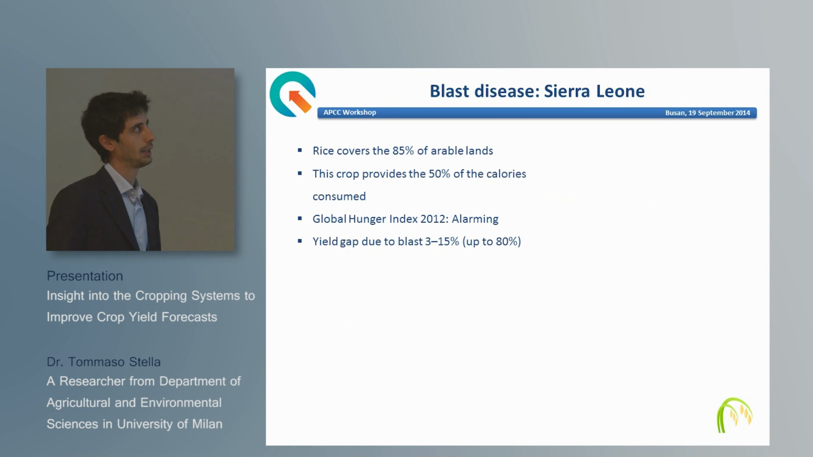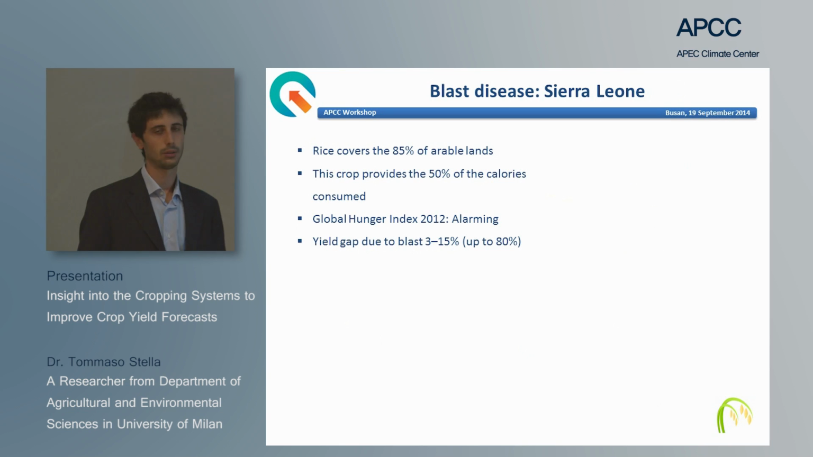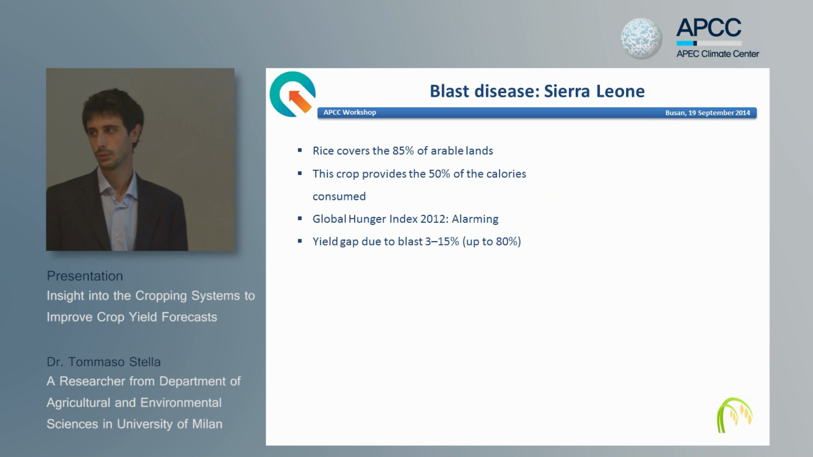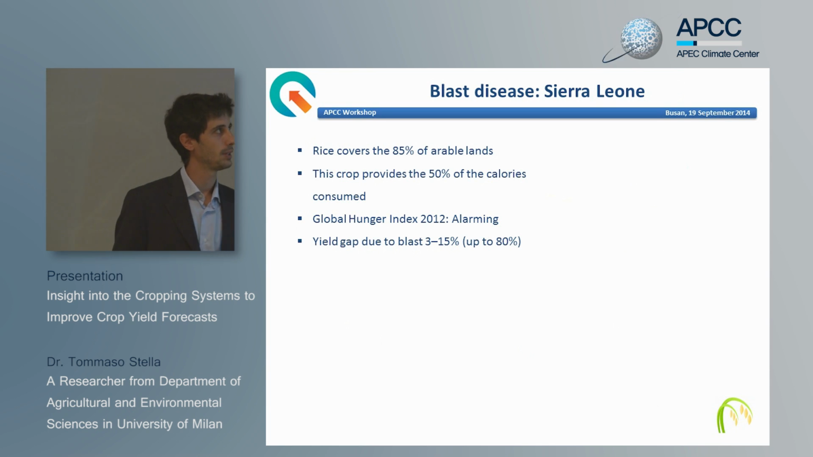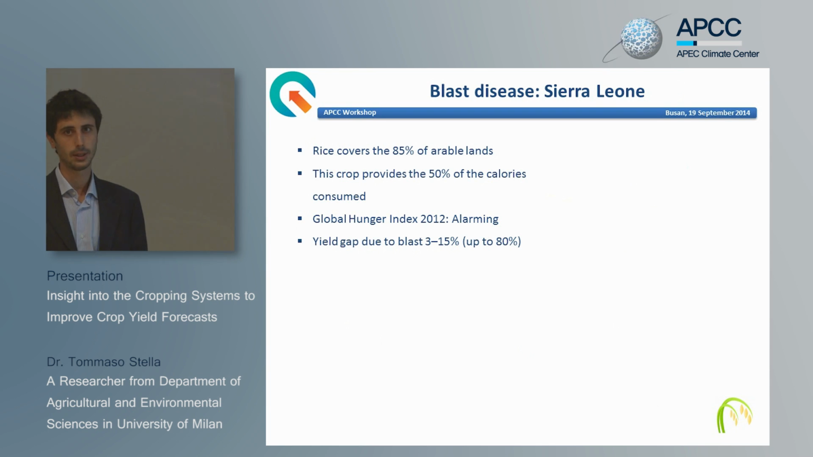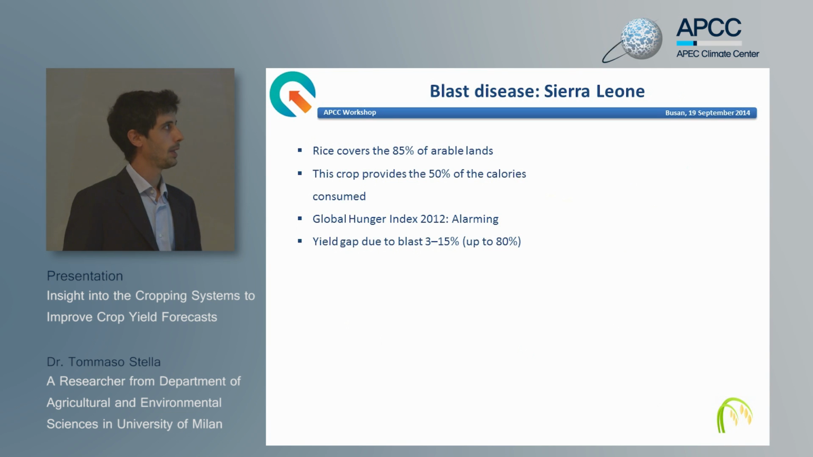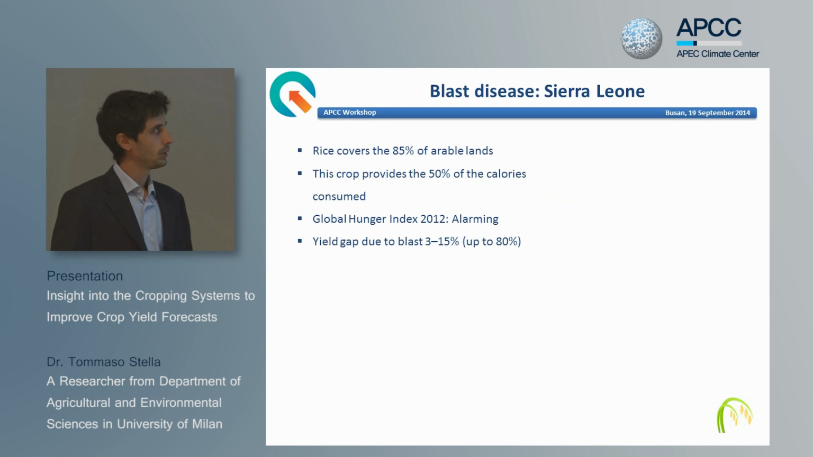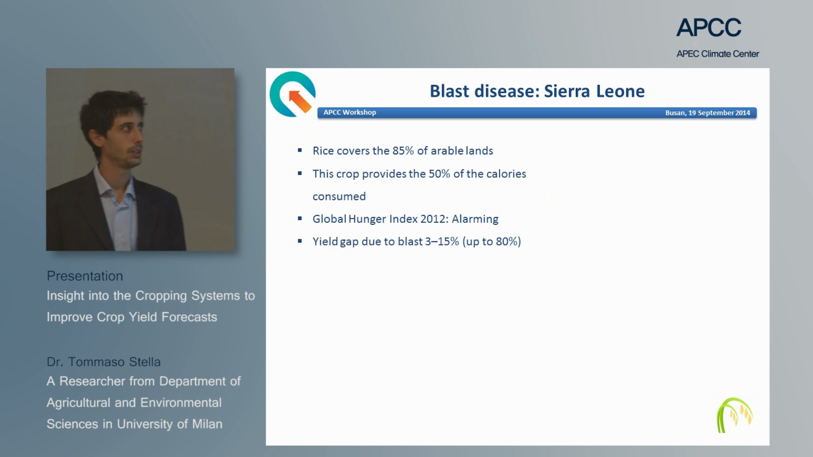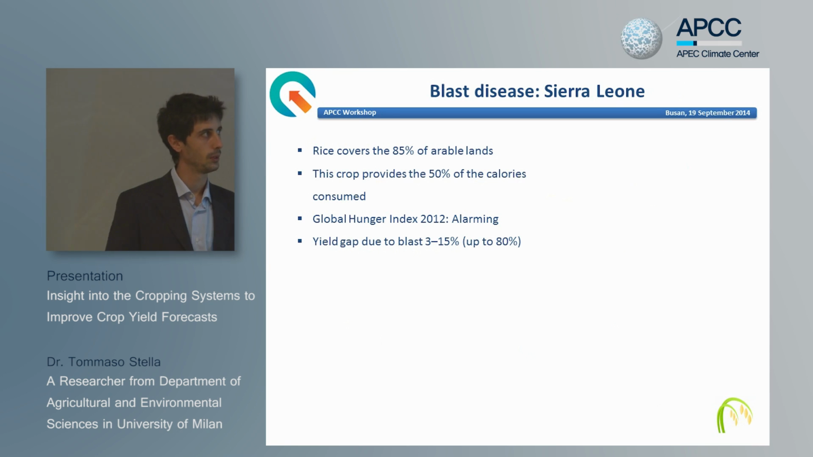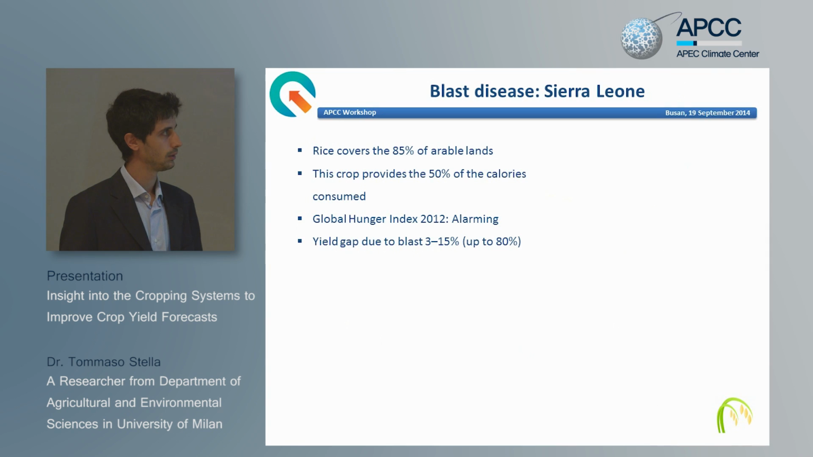Similar situation in Sierra Leone. Again, here rice covers the 85% of arable lands, so it is quite important for that country. And this crop provides the 50% of the calories consumed each day by each person. And there is an alarming situation in terms of hunger. And we also have a yield gap due to blast, which ranges usually from 3 to 15%, and in particular years can reach up to 80%.